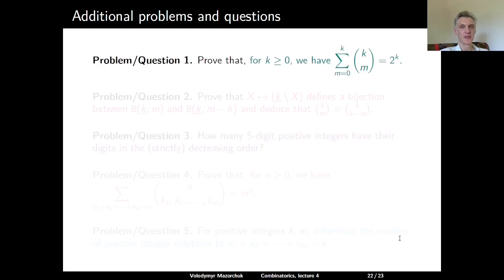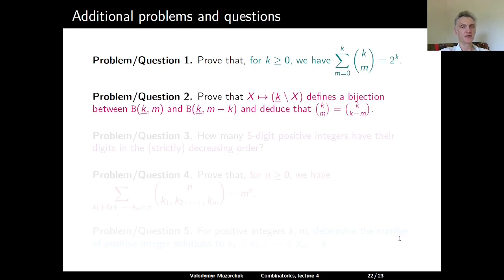Problem question 1. Prove that for k greater than or equal to 0, the sum of all binomial coefficients k choose m equals 2 to the power k. Problem question 2. Prove that mapping x to k minus x defines a bijection between the m-element subsets of the set of k elements and the k minus m element subsets, and deduce from this that k choose m equals k choose k minus m. That's a bijective proof for this equality.